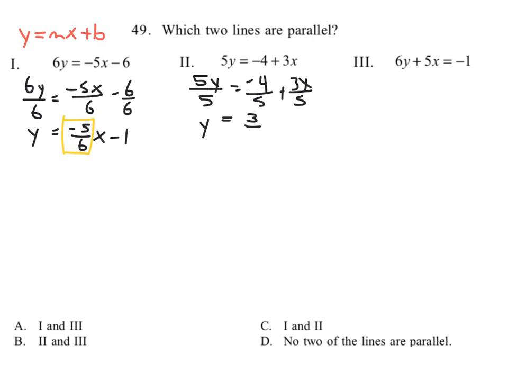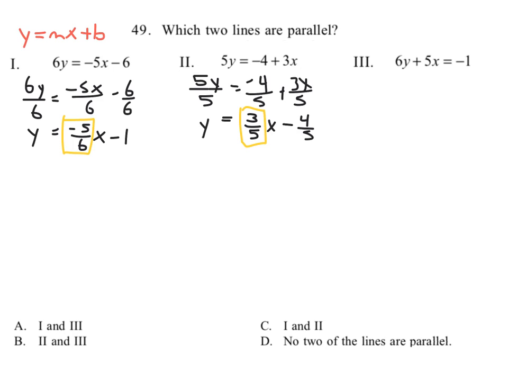So we've got 3/5 x minus 4/5. Not sure why it's not writing. Sorry. There we go. Okay, and then so what's the slope? The slope is 3/5. Well, so far we see that these two lines, 1 and 2, are certainly not parallel. They don't have the same slope.